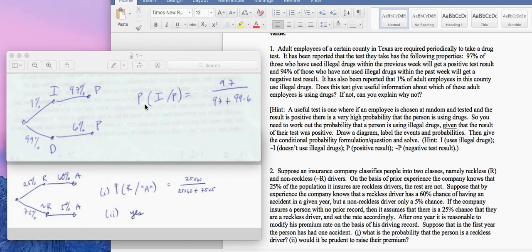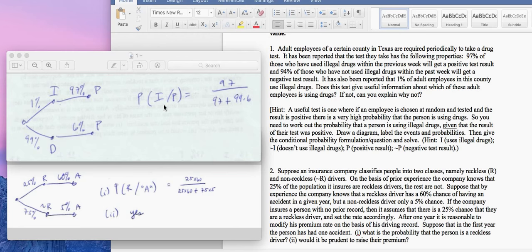The question is, what's the probability that given a positive result, they're in fact an illegal drug user? That's what you really want to know. Given a positive result, you want to know, are they really an illegal drug user? So how do you do that? Let's use Bayes. Remember, it's the first, so probability of I, times the flip, probability of P given I, divided by that same thing, plus not I, the opposite, so in this case, that side, and then the flip, P given not I.